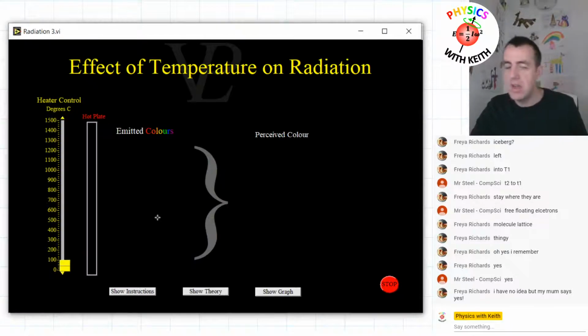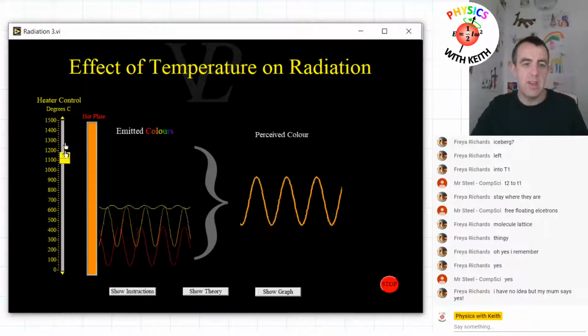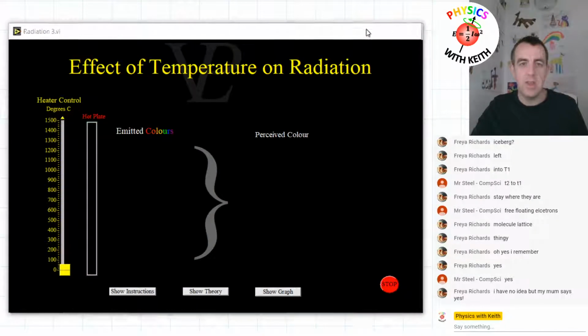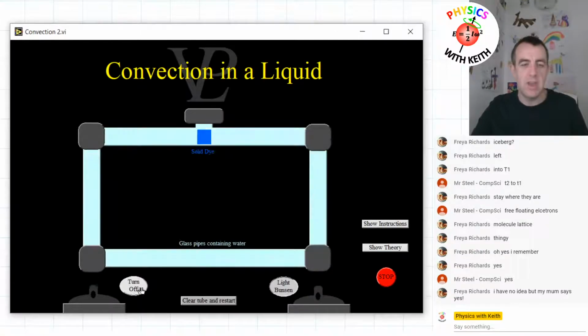The effect of radiation. So what happens when you make an object hot? It doesn't just get hot, it emits radiation. We'll play with that next week. And what happens if we make a fluid hot? The fluid becomes less dense, rises up.